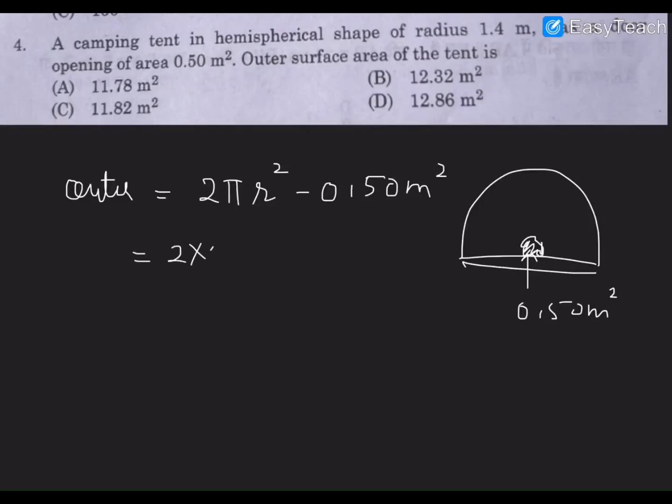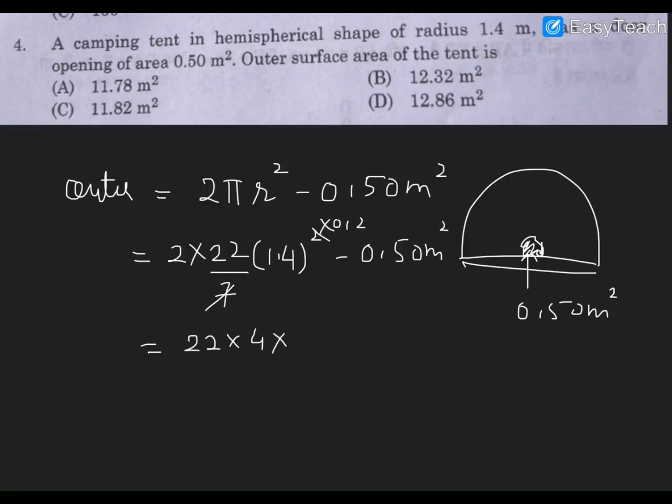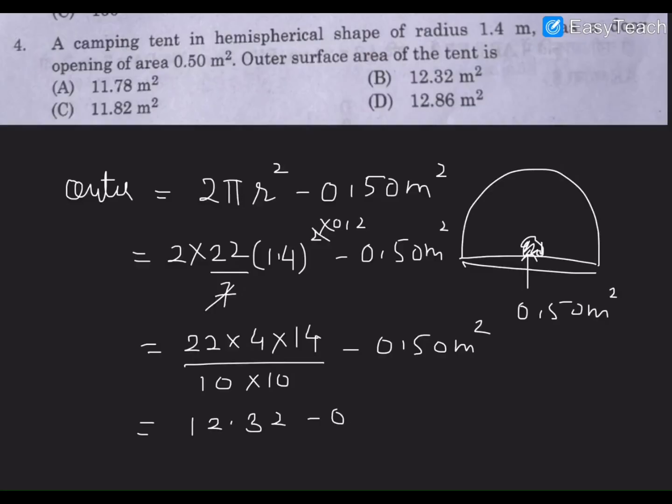So 2 into 22/7, and r is given 1.4 whole square, minus 0.50 meters square. So when you cancel out, this is 0.2. So 22 into 4 into 1, and I have removed the zeros, minus 0.50 meters square. So when you solve this, this comes out to be 12.32 minus 0.50, which gives you 11.82 meter square. So fourth C. So fourth answer C is the correct option.